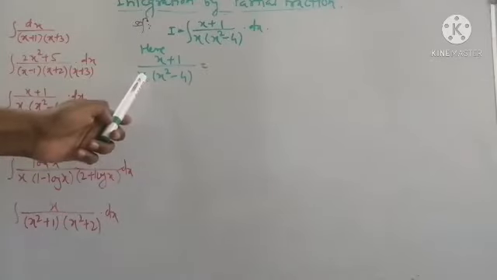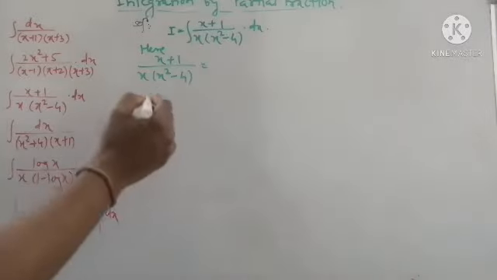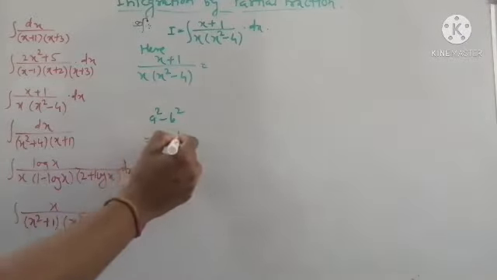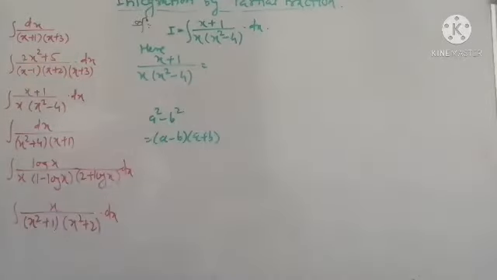As the power of x is 1, it is called a linear factor, which cannot be reduced further. Now x square minus 4 is a quadratic polynomial. As we know, a quadratic polynomial has two linear factors if it can be factorized. As this is in the form of a square minus b square, which has two factors, a minus b and a plus b, similarly this quadratic factor can be factorized.